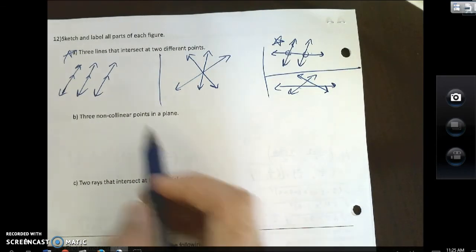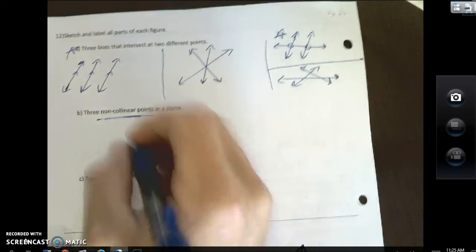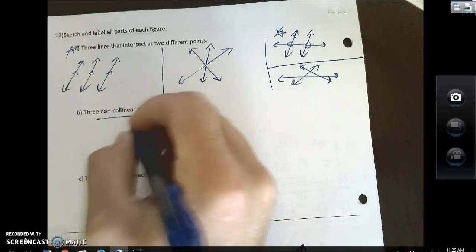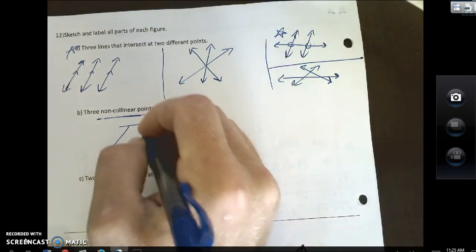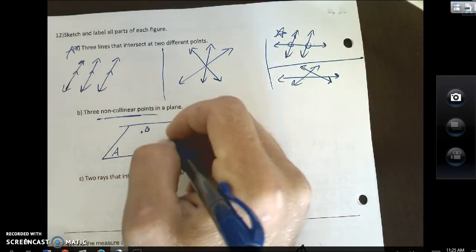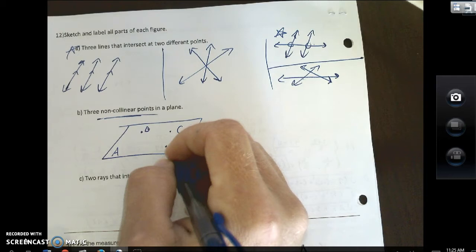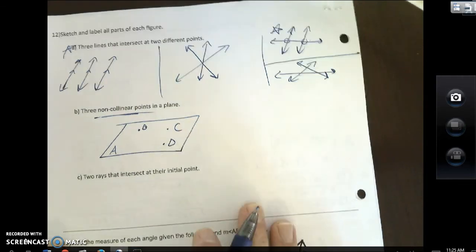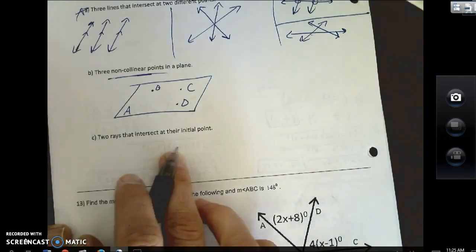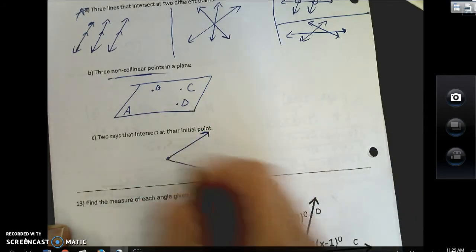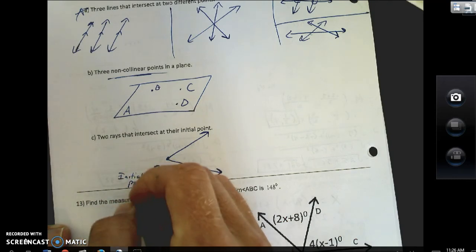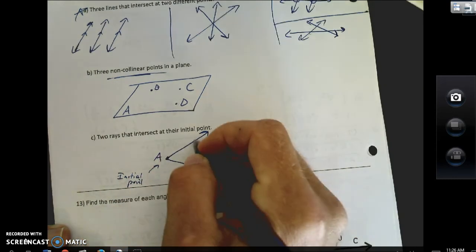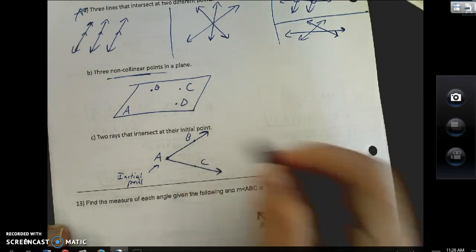3 non-collinear points in the plane. What does the word non-collinear mean? It means points not in the same line. So here's my plane. I'll call it plane A. I'll call it point B. I'll call it point C. I'll call it point D. Those 3 points are not on the same line. 2 rays that intersect at their initial point. Starting, going. Starting, going. This is known as my initial point. Okay. I'll call this ray AB and ray AC. And you're all set.